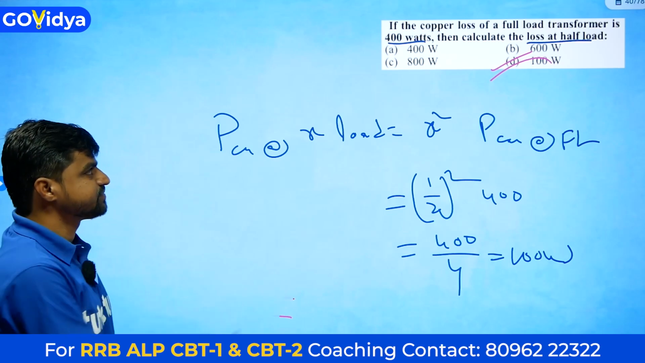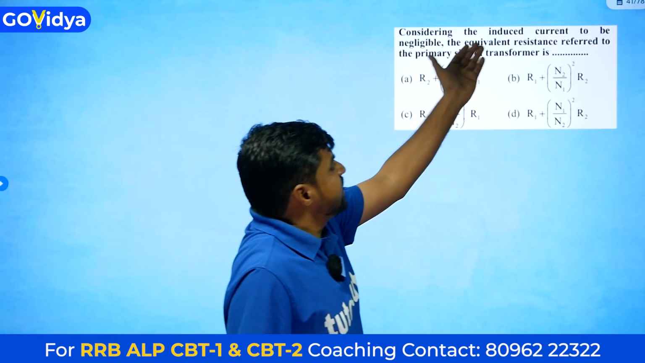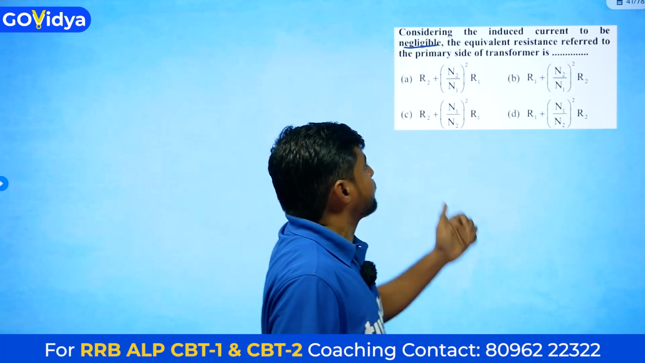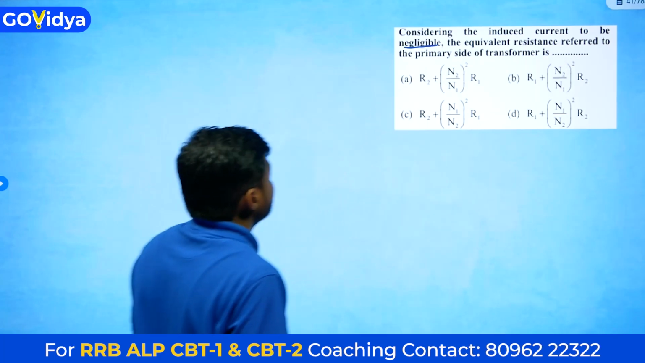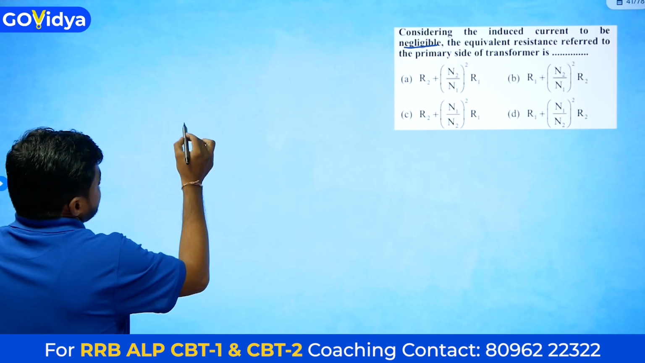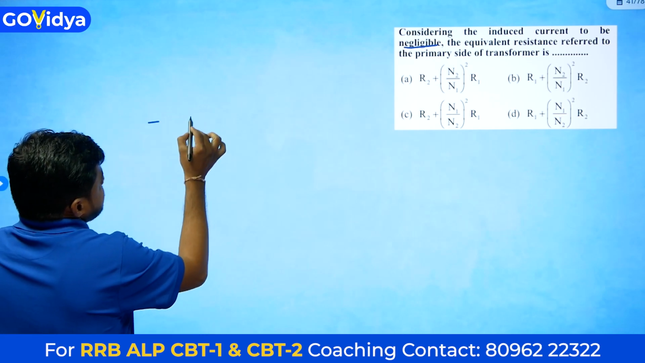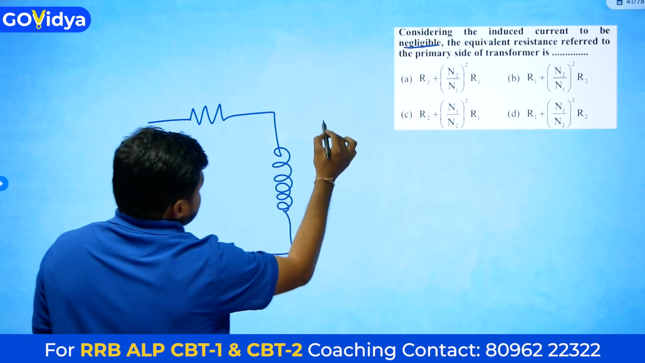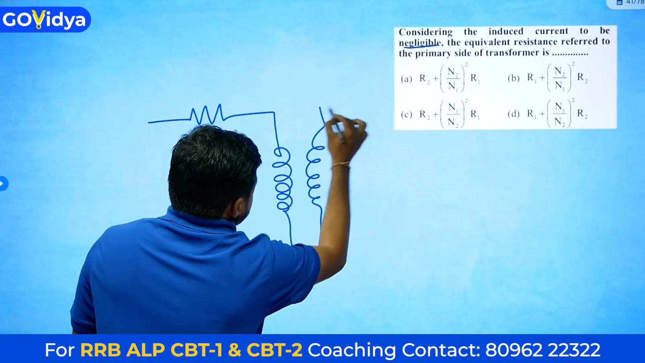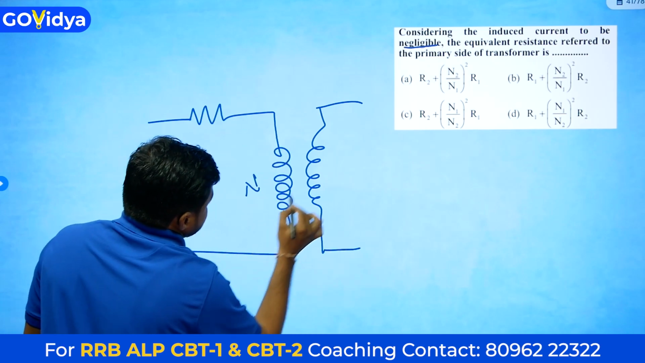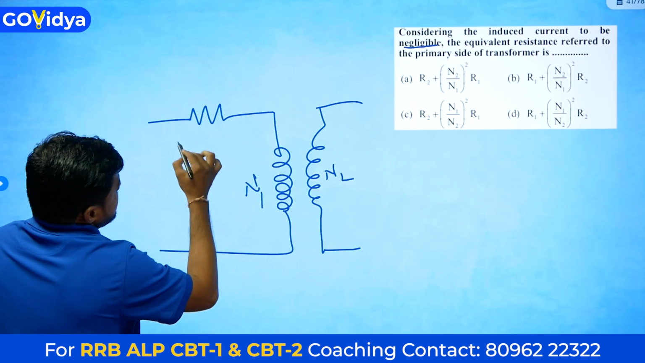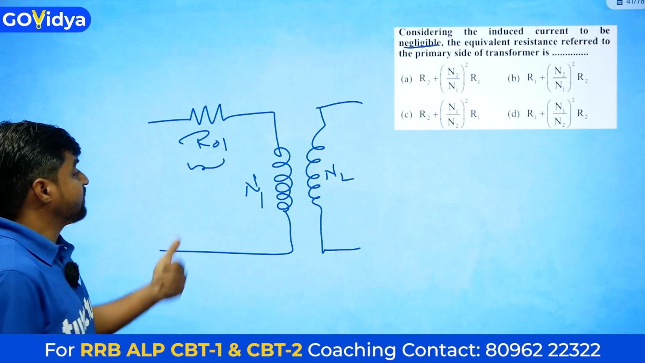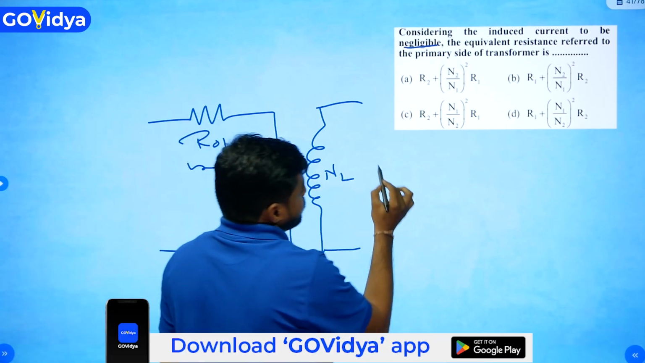Next question. Considering the induced current to be negligible, the equivalent resistance referred to primary side of the transformer. This is the transformer, number of turns is N1, this is N2. This is R01. R01 is the equivalent resistance referred to primary side.